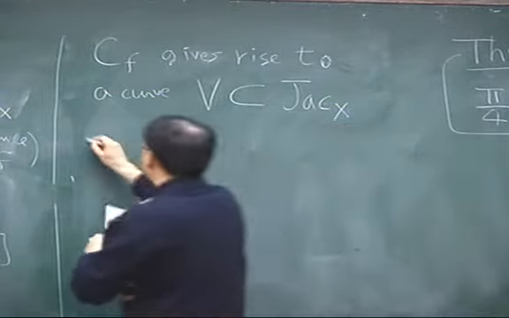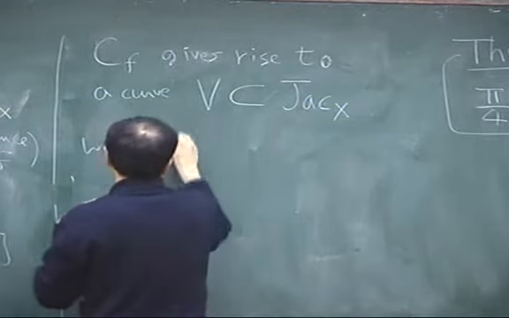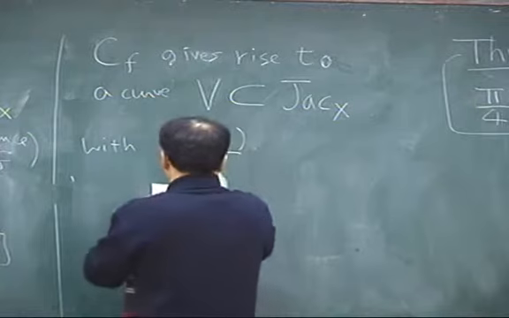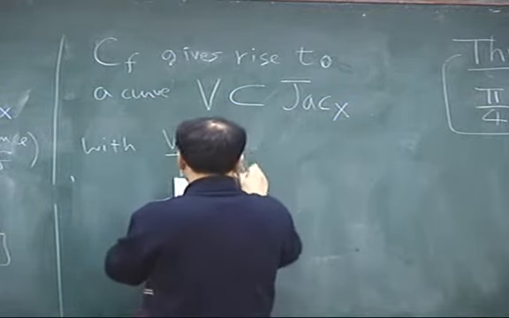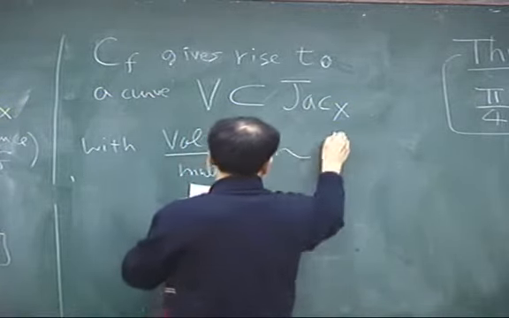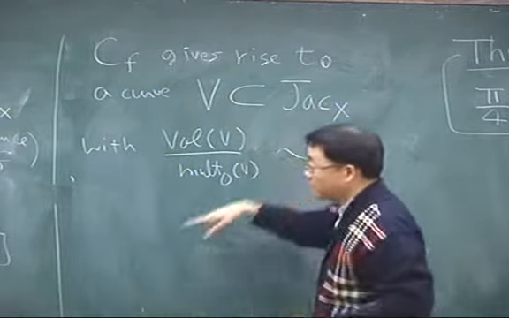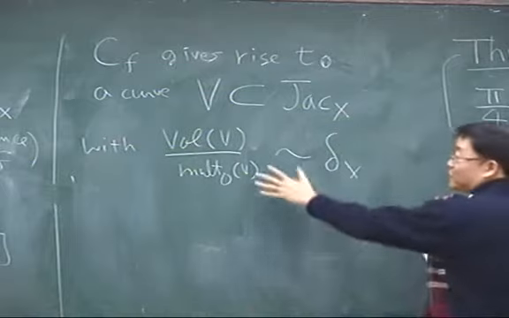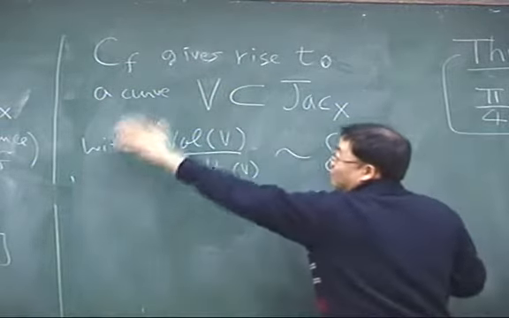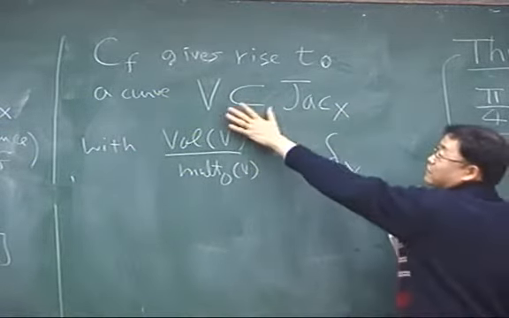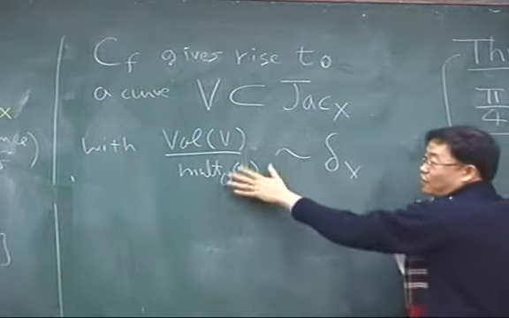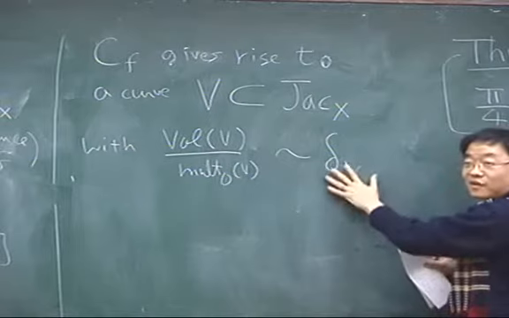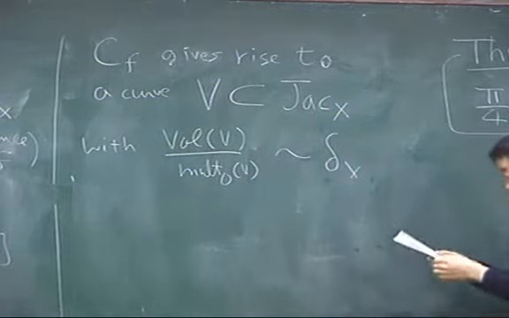Such that the volume of V over the multiplicity of V is roughly the gonality. This comes from these numbers, basically. So let's admit this. Using the gonality, you can produce a very special curve in the Jacobian, where the volume over multiplicity is roughly like the gonality, modulo some constant.